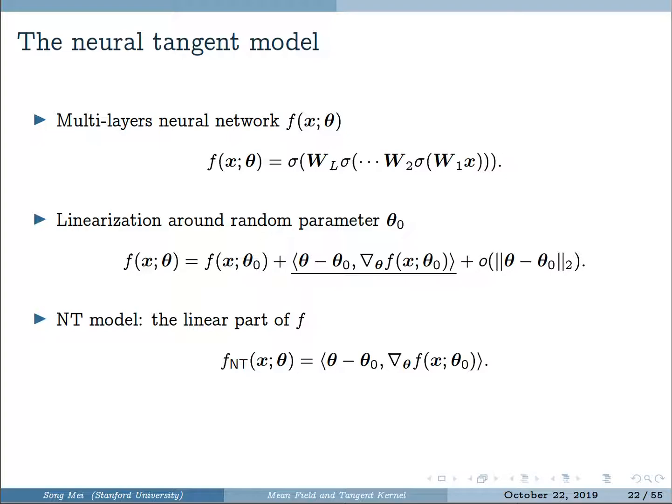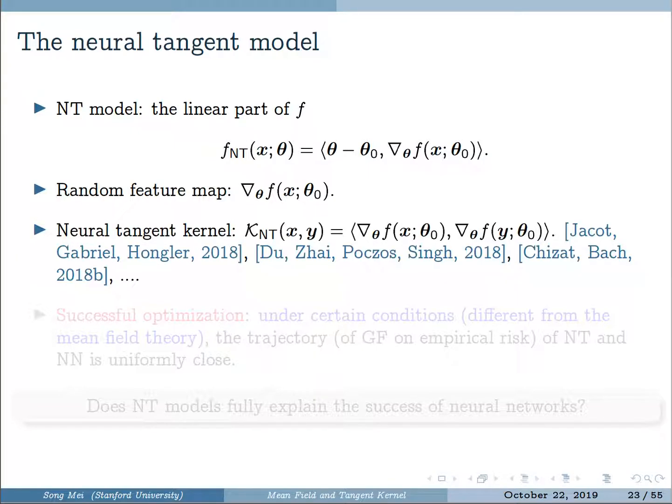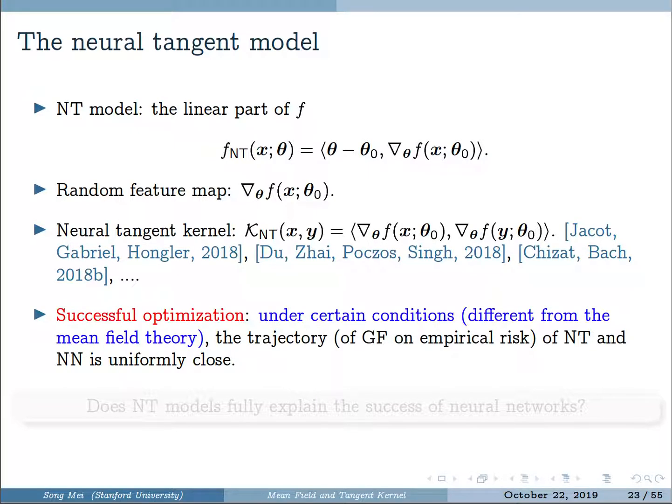So if we regard this gradient with respect to theta of f as a feature map, then we can define a kernel which is the inner product of this feature map at x and y. And the neural tangent kernel papers just say that under certain conditions, where these conditions involve initialization and step size of the training of fully trained neural networks, but these conditions are different from the conditions of the mean field theory, one can show that the trajectory of the gradient flow on the empirical risk of the neural tangent model and the fully trained neural network is uniformly close.